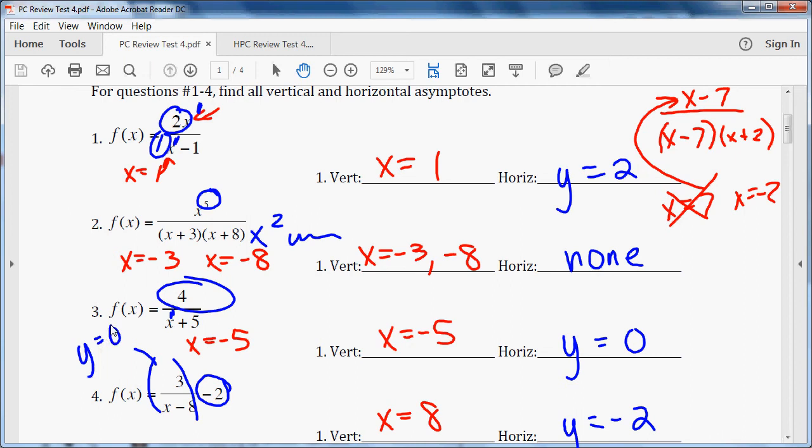And that by itself, it would be true. But then this minus 2 right here is shifting the whole graph down 2, which makes the horizontal asymptote move from 0 down 2 to negative 2. So whenever you see a fraction with a number out of the side, added or subtracted, that number out of the side is going to end up being your horizontal asymptote.